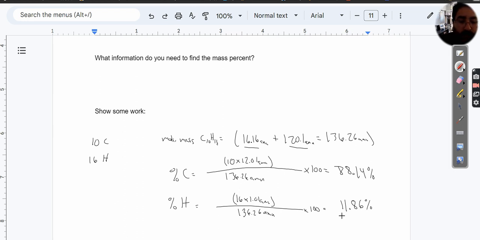11.86%. Now both of these should add up to 100. So if you do this really quick, 11.86 plus 88.14, you get 100. So this is the percent of hydrogen, and this is the percent of carbon.